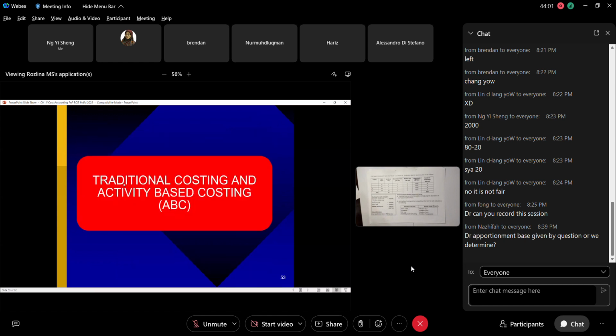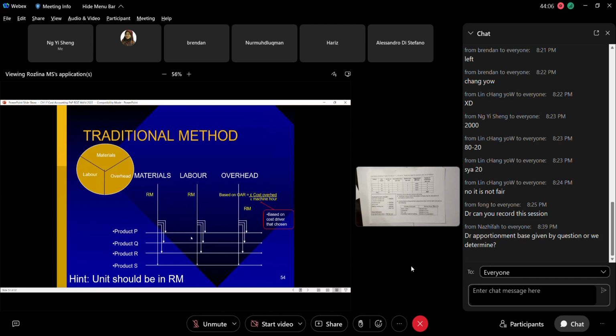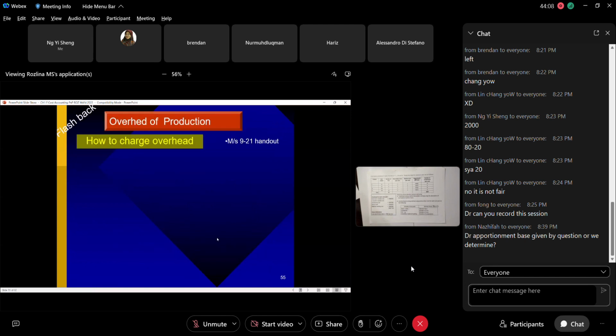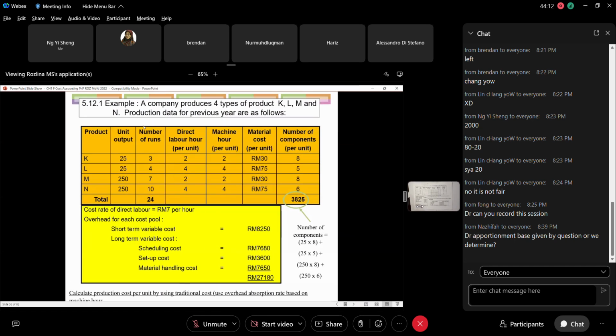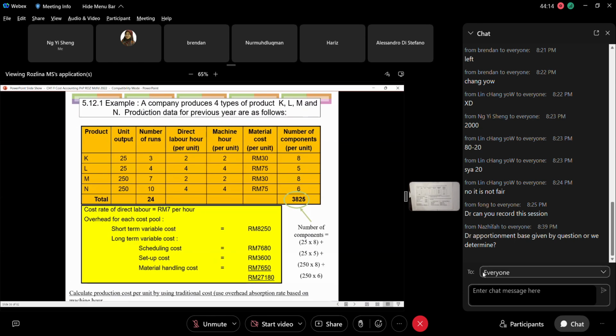Okay, now we go to the traditional costing and activity-based costing. I have explained this one. Okay, now we go to this part. A company produces 4 types of product, K, L, M, and N. Production data for previous year are as follows.